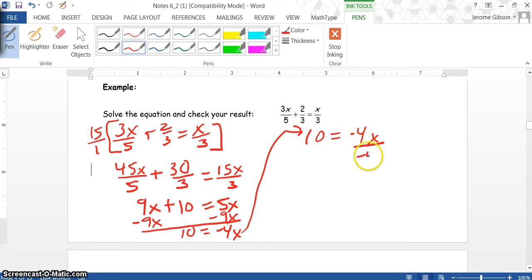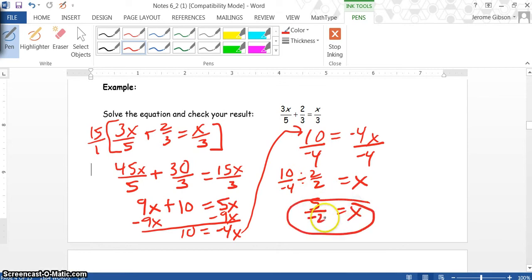Now we'll divide each side by negative 4, as we're trying to isolate x by itself. Now 10 and 4 both have 2 in common, so we'll divide both of these values by 2. 10 divided by 2 is 5. Negative 4 divided by 2 is negative 2. So this is the final answer, negative 5/2.